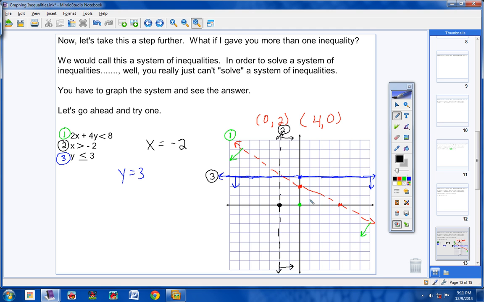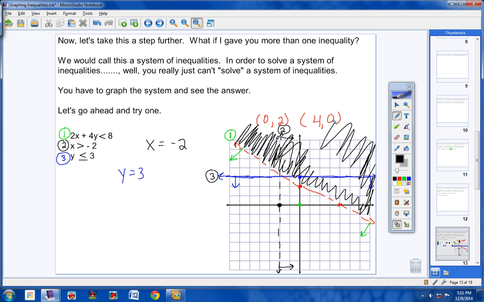Go to line 1, the red line. It says to shade down. So I'm going to do the opposite. Okay, I'm gonna be rebellious here. I'm gonna do the opposite. I'm gonna shade everywhere that this red line said not to go. Okay, I'm breaking all the rules.